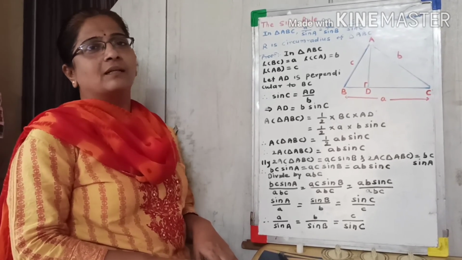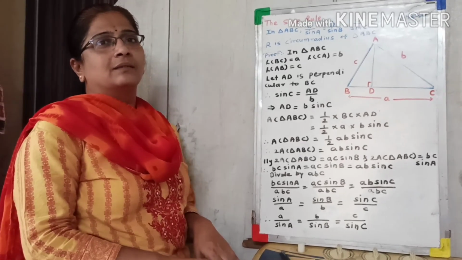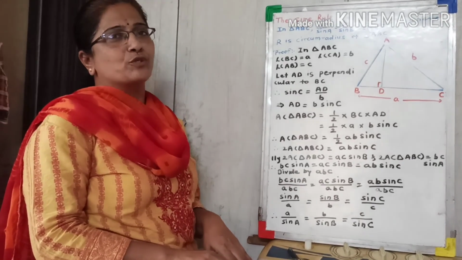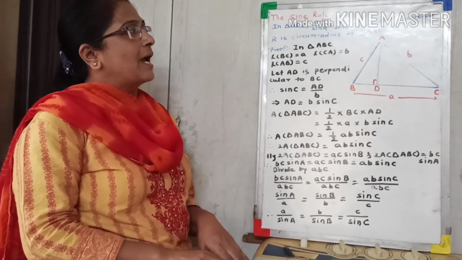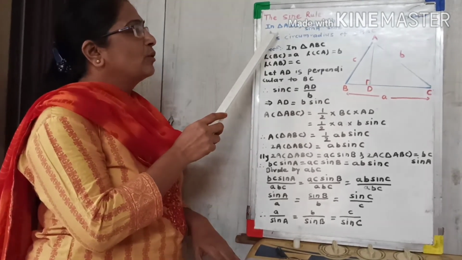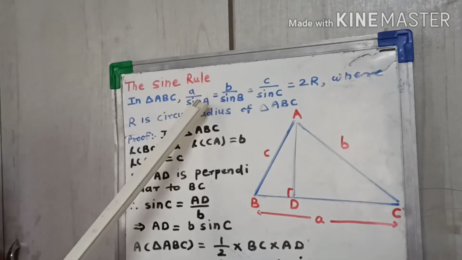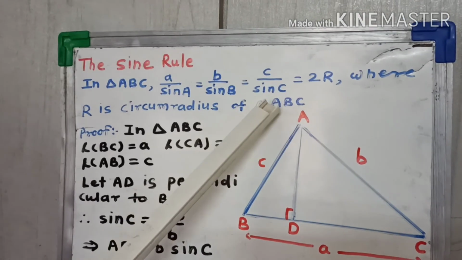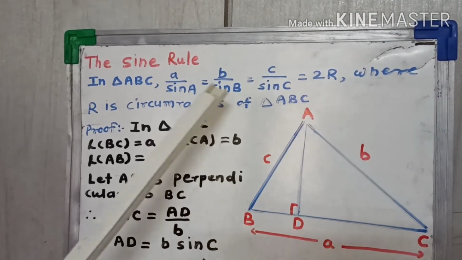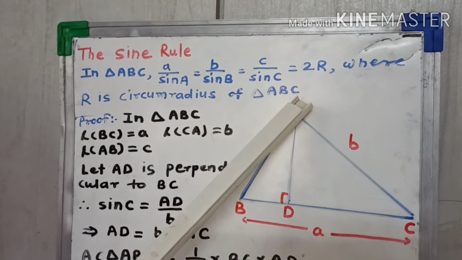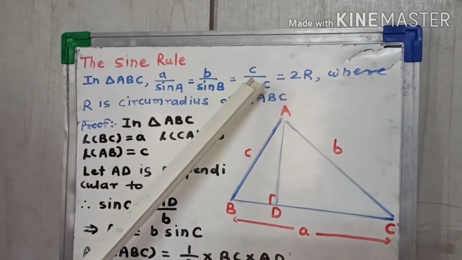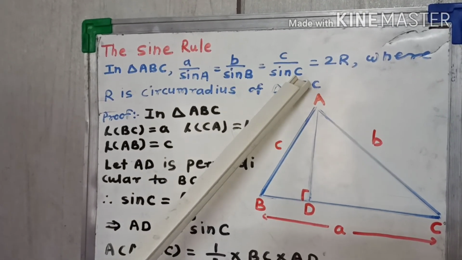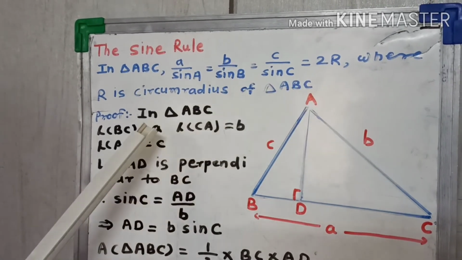Now first we will see the statement of the sine rule: the sides of a triangle are proportional to the sines of the opposite angles. In notation, in triangle ABC, small a upon sine A is equal to small b upon sine B is equal to small c upon sine C, which is equal to 2r, where r is the circumradius of triangle ABC. Here small a, b, c are the sides of the triangle, and capital A, capital B, capital C are the angles. Okay. Now we will see the proof.